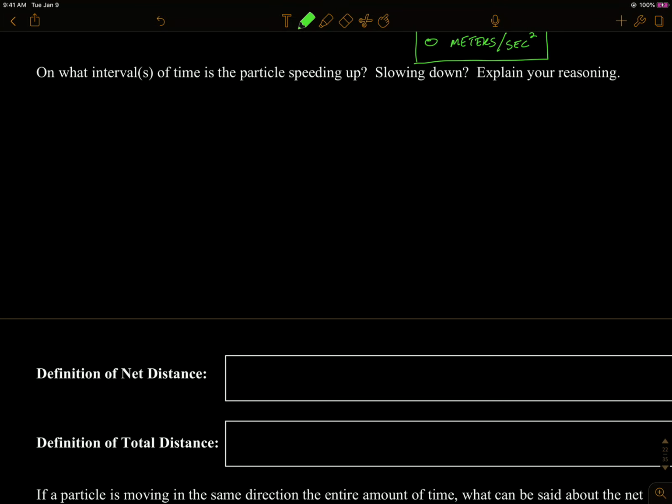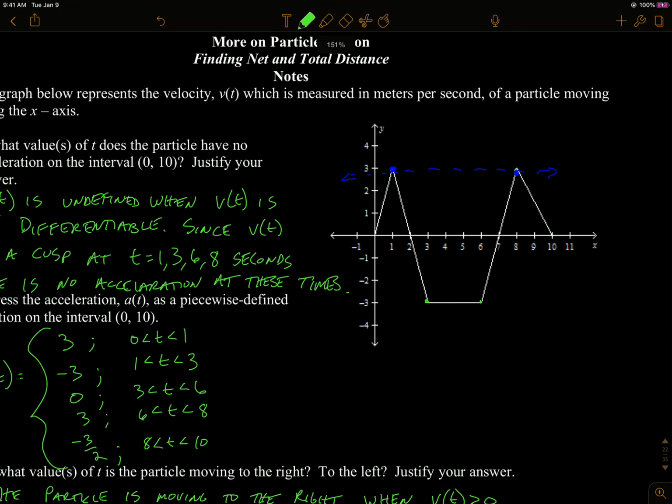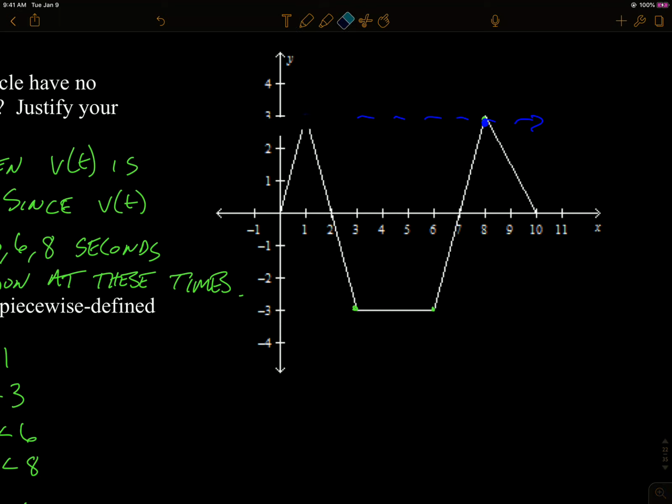On what interval of time is the particle speeding up or slowing down? Explain your reasoning. Okay, so we're going to say that it's speeding up when the sign of the acceleration matches the sign of the velocity. So that would occur when the velocity is above the axis, means it's positive and it's going up. So this is where it would be speeding up. This is where it would be speeding up as well, because both velocity and acceleration are positive. That means the y value here is positive, meaning that's velocity, and it's increasing, which makes the derivative positive, which is acceleration.